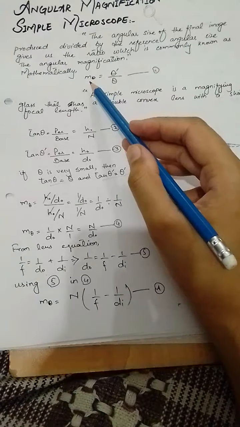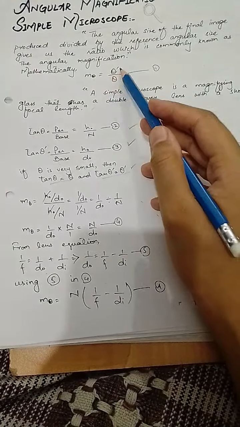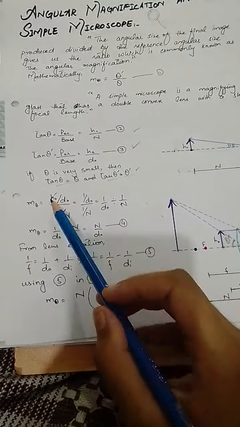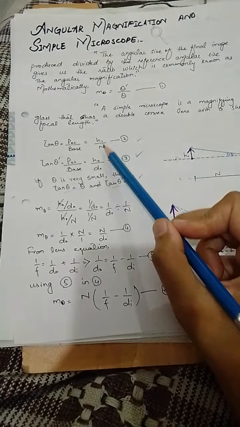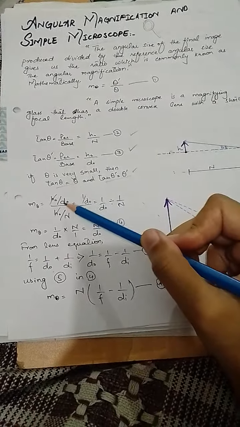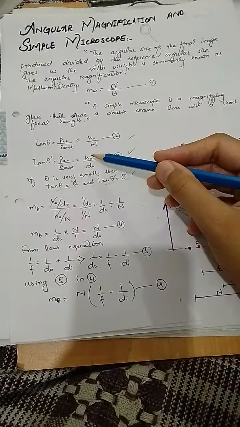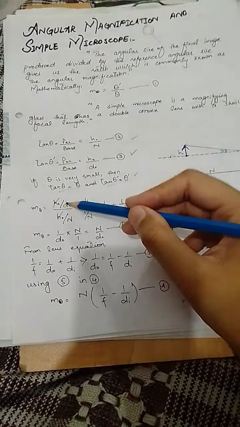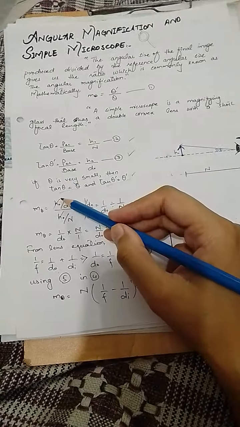So m theta, which is the angular magnification, equals theta dash divided by theta. So we are going to use HO divided by N in place of theta dash here, theta here, and the thing HO divided by DO over here. So nothing difficult over here.